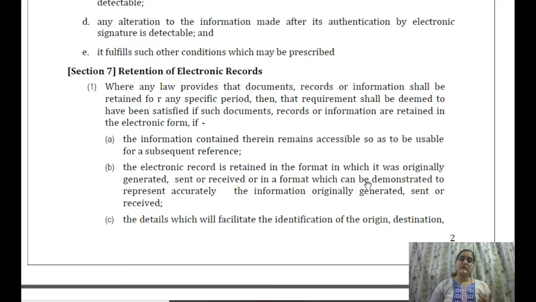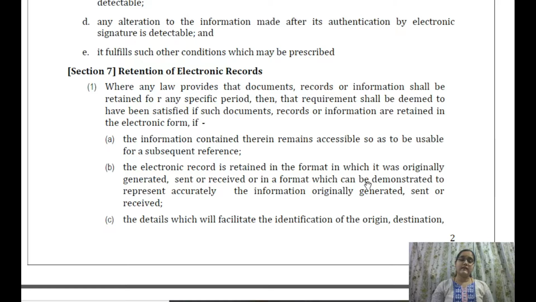Means the electronic record is saved in the form in which you have received it, or it is kept in such a format which can demonstrate that the information which has been received is presented accurately. Means either you keep it in the one mode in which it has been received, or you change the format, but the format must accurately show that the information originally generated has been preserved and is intact.